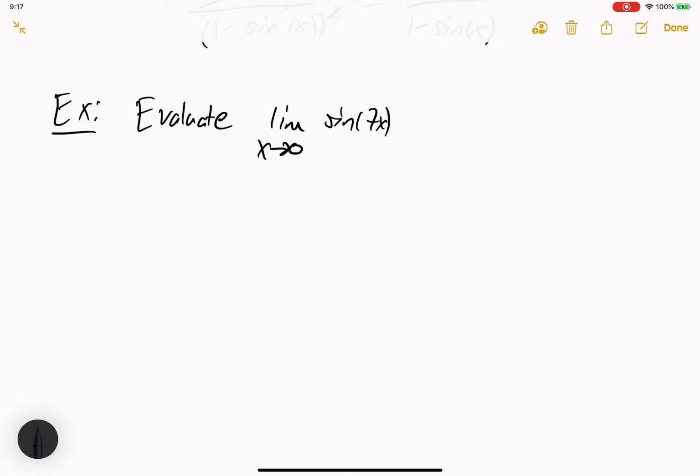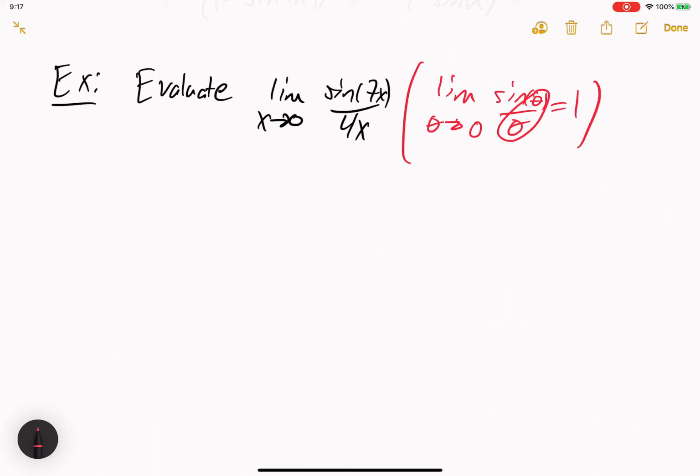And it was sine of theta divided by theta, and that's going to equal 1. So if we look at the differences between these two, sine of theta divided by theta. If you look at these two, these are the same. The argument of sine of theta is being divided by that theta. So that's actually pretty nice.